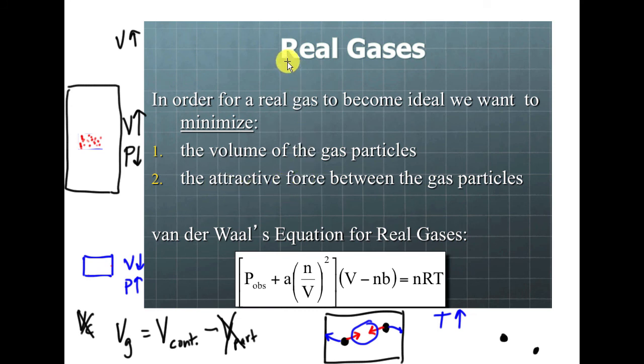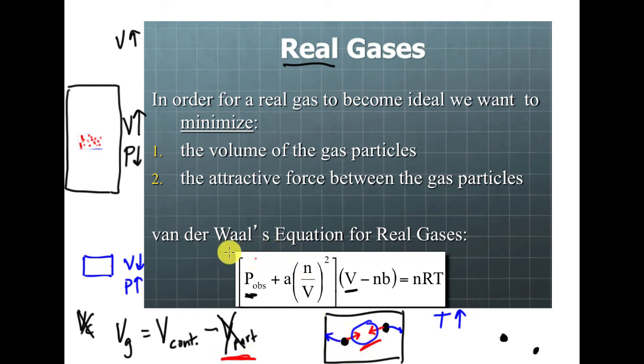I also get some students asking me, well, what do we do with real gases then? What do we do when we don't have these conditions? Well, Van der Waals figured a way to do this. He corrected for the pressure and he corrected for the volume. Notice that you've got P, V, and RT. He's taking the pressure that we would observe and correcting it, because the attraction force would cause a deviation in that pressure. Over here we have a correction for the volume, because the particles contribute to that volume. So that's what he's calculating right here, and he's including the attraction forces.